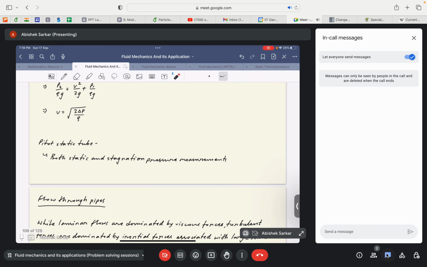Okay, so that's why it is known as the pitot static tube, as it helps us to measure both the stagnation pressure and the static pressure.